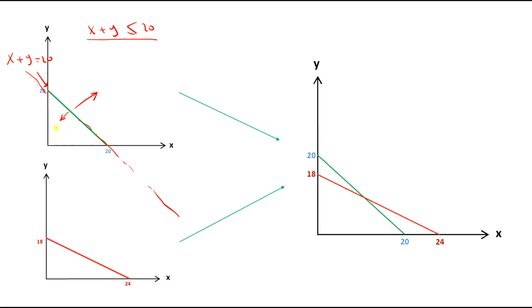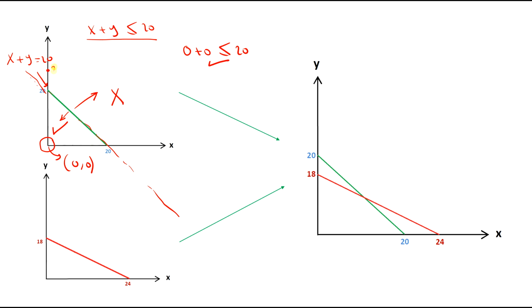So for example, if I select this point, which is 0 and 0, and substitute it here, 0 plus 0 less than 20. Is it satisfied? Yes, it is satisfied. 0 less than 20. Okay, so what does this mean? It means that this side is the one which I'm working with. This other side is wrong.